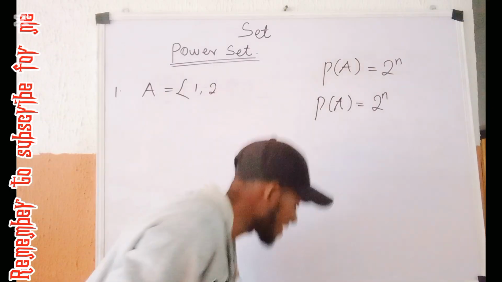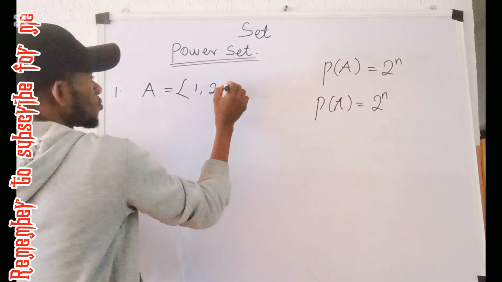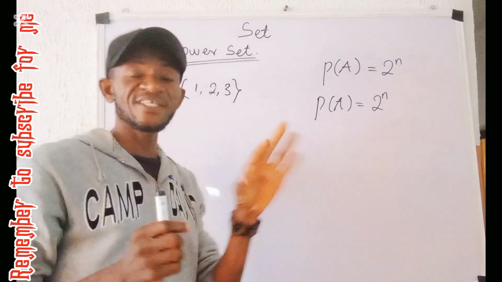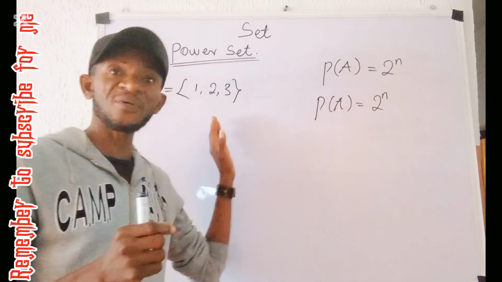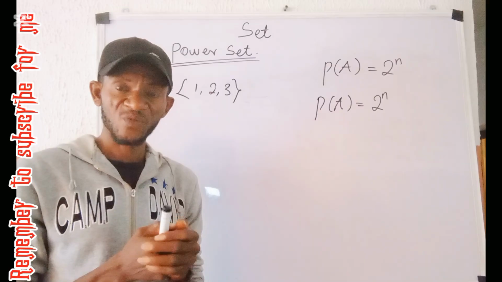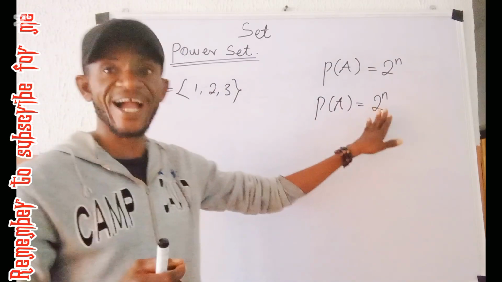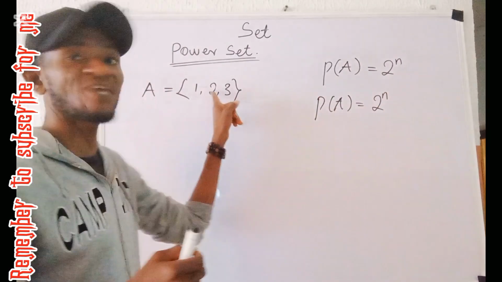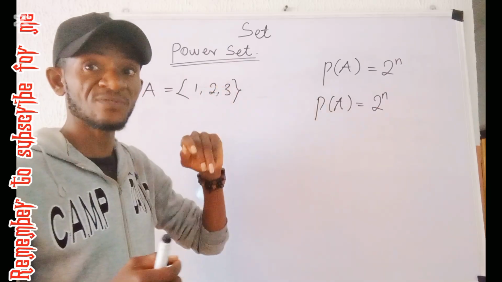Let us talk about a set now. This time around, I have A equals 1, 2, 3. This is a set. The question still says that we should go ahead and determine the number of the possible subsets here and equally enumerate them. We begin by determining the number of subsets, making use of the formula we earlier had defined. This time around, our n is going to assume the value of 3, because the number of elements in this set A is now 3.